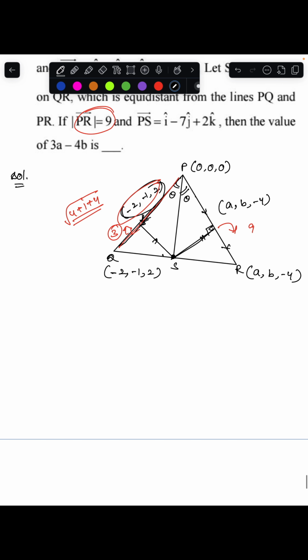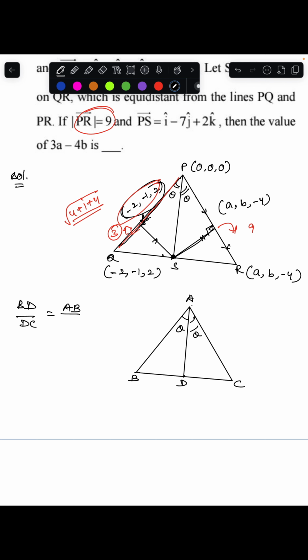Clearly, we know that in a triangle ABC, if AD is the angular bisector, then BD by BC is equal to AB by AC, right? That means the angular bisector divides the opposite side in the ratio of the corresponding sides, that is AB is to AC. You need to remember this very important result. I'm going to apply this result over here.